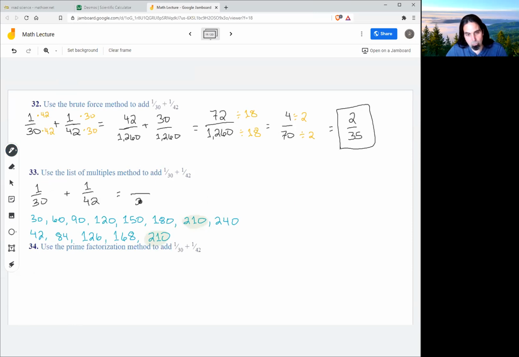So it'll be something over 210 and something over 210. What did I multiply with for the 30s? It was 1, 2, 3, 4, 5, 6, 7 times 7 top and bottom. What did I multiply with for the 42s? 1, 2, 3, 4. It was 42 times 5. And if it's on the bottom, it needs to be on the top.